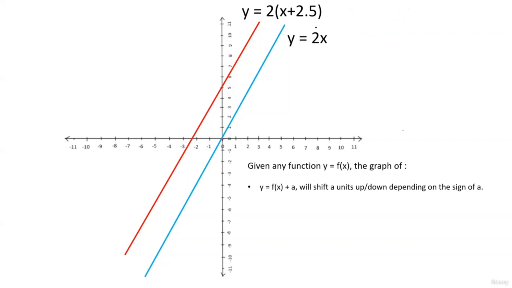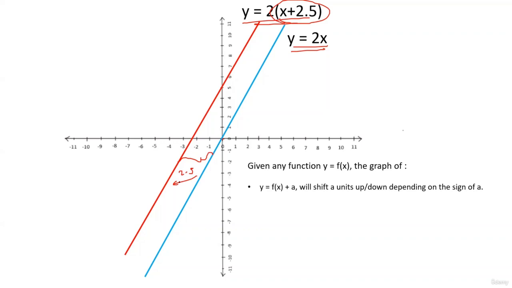I'm taking 2 common. अब देखो, if you compare these two graphs, पहले y equals to 2x था, अब हमने x के जगह पे क्या किया है? 2.5 कर दिया है, right? 2.5 plus x कर दिया है, right? That means your graph shifted 2.5 steps towards the left. Can you observe this? Blue से red में आ गया है.